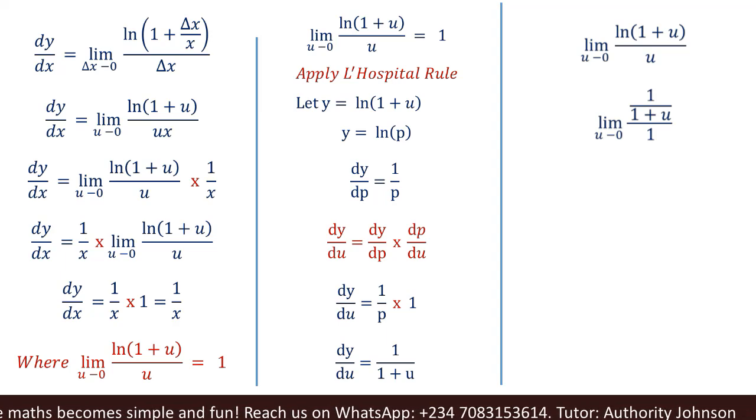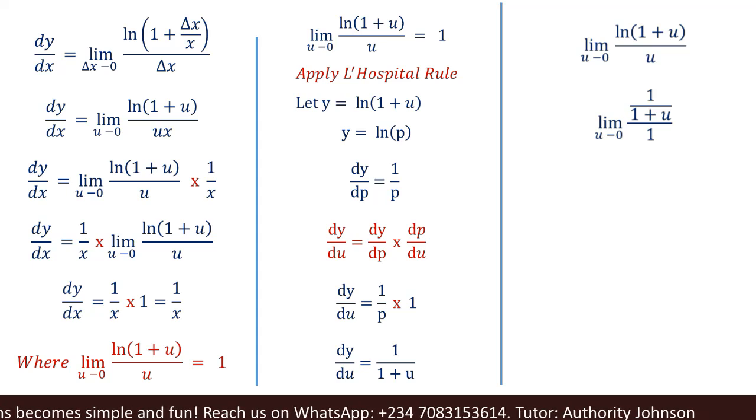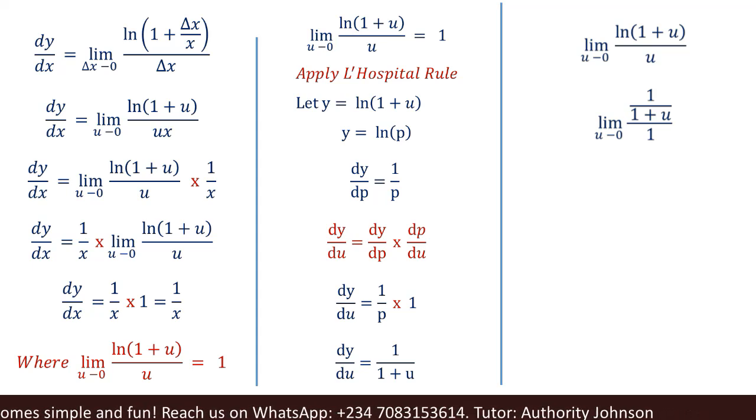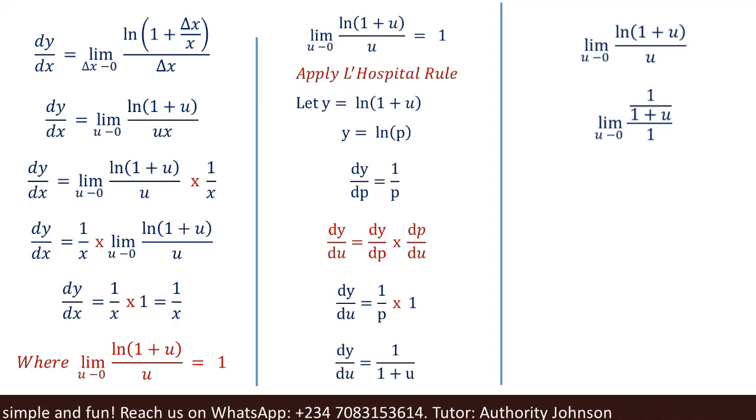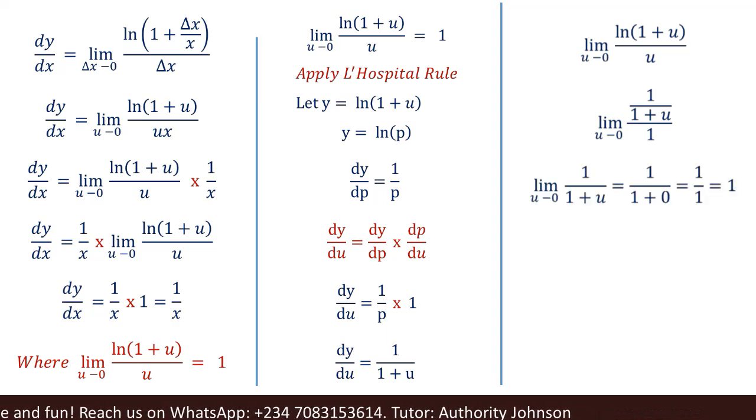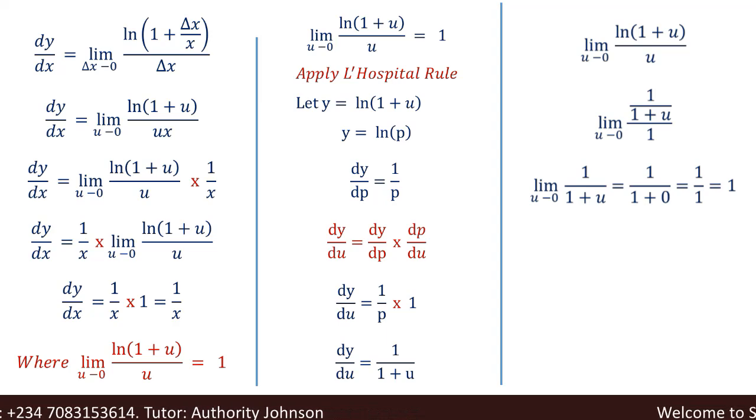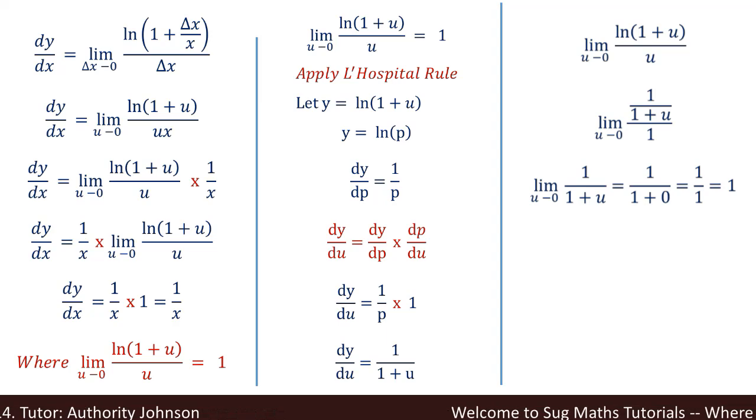And let's differentiate the denominator. When you differentiate u, it's going to give you 1. And now you see that anything divided by 1 is the same. So therefore, we have the limit as u approaches 0 of 1 all over 1 plus u. Let's take the limit. Anywhere we see u, we write 0. That means we are going to have 1 all over 1 plus 0, which is 1 all over 1, which is equal to 1. You will now see that the limit as u approaches 0 of ln of 1 plus u all over u is equal to 1.